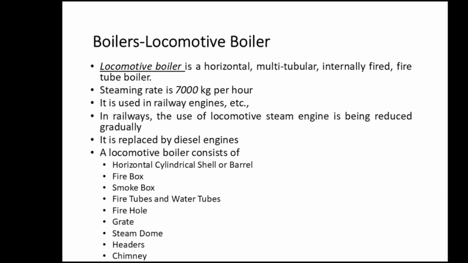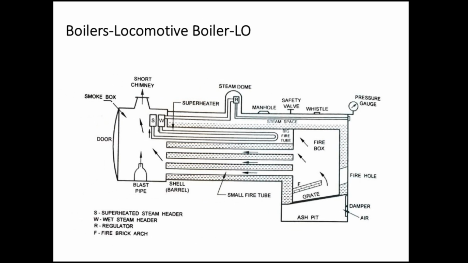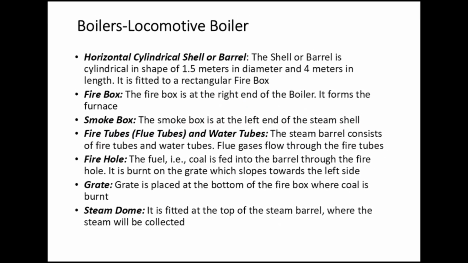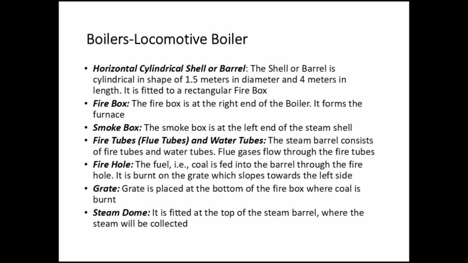A locomotive boiler consists of horizontal cylindrical shell or barrel, firebox, smoke box, fire tubes and water tubes, fire hole, grate, steam dome, headers, chimney, damper. Boilers. Locomotive boiler. Barrel. The shell or barrel is cylindrical in shape of 1.5 meters in diameter and 4 meters in length. It is fitted to a rectangular firebox.